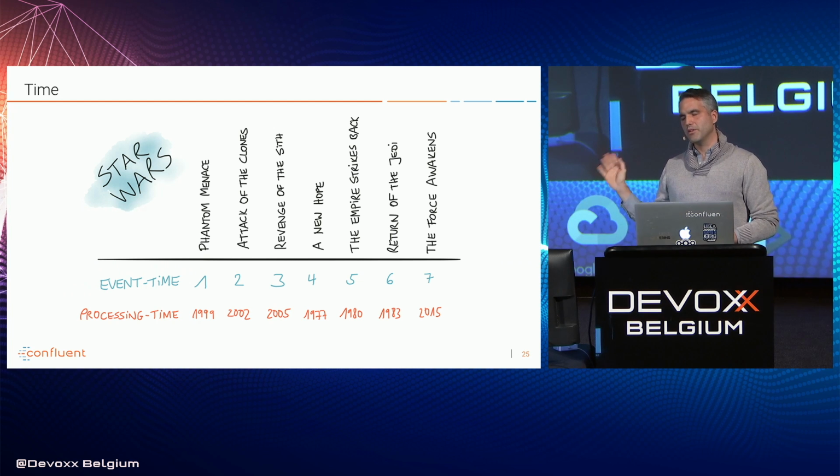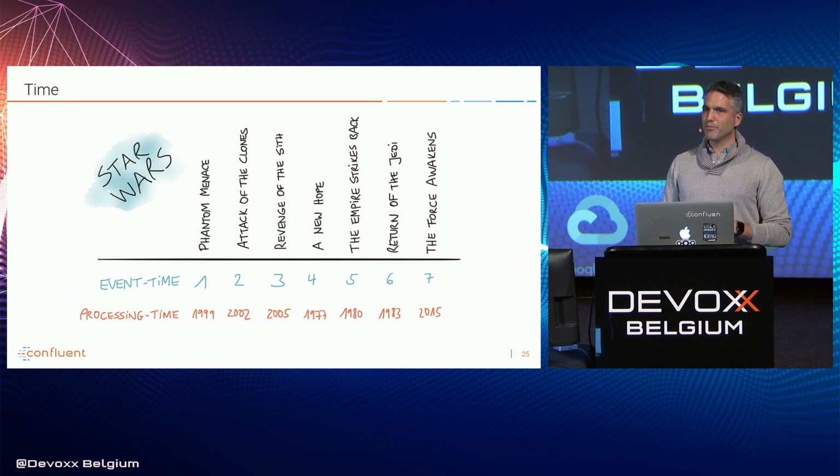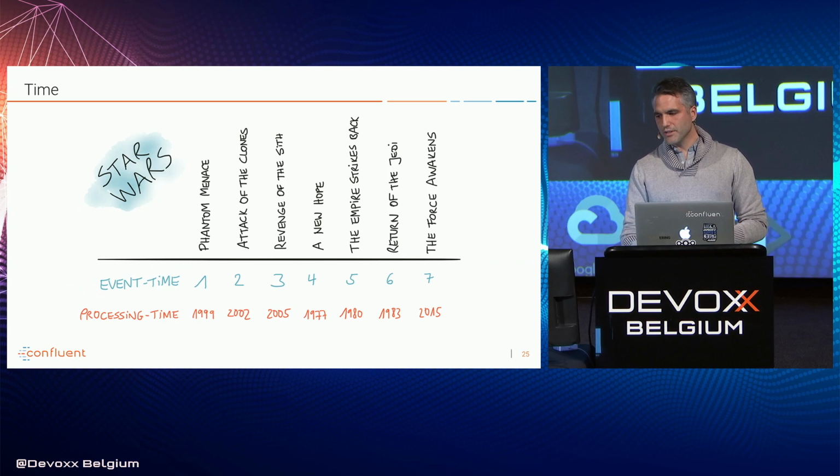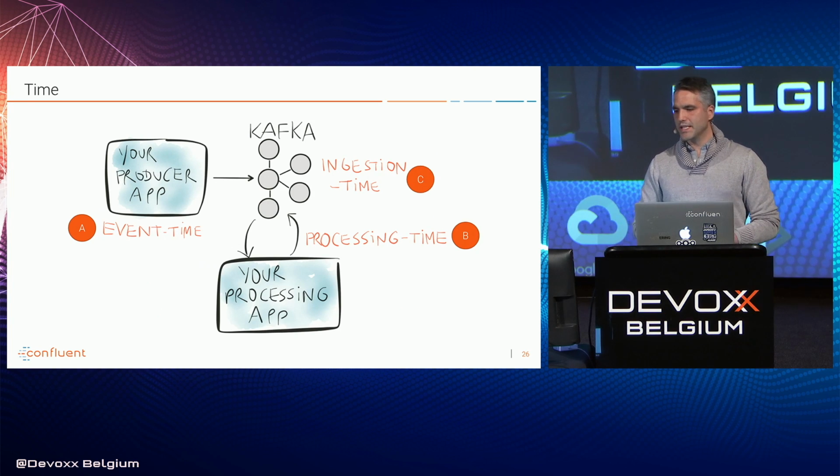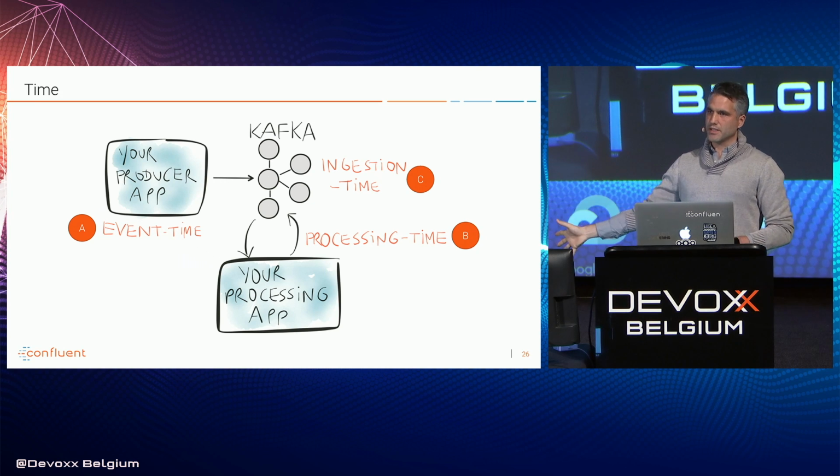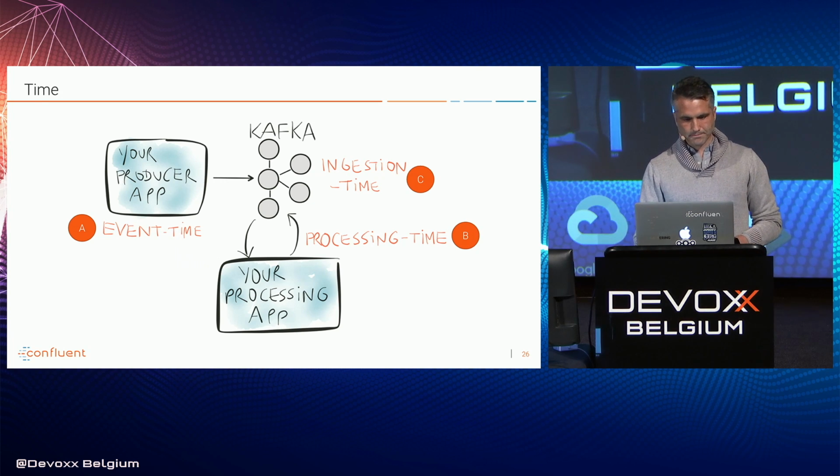So in this example, with the Star Wars movies, we watched them as they came out, but in the Star Wars universe, they happened in a very different order. That's quite an important concept. So you can see here event time in your producer app, ingestion time in the brokers, and processing time in the Kafka Streams cluster.